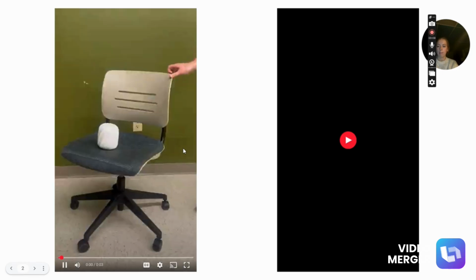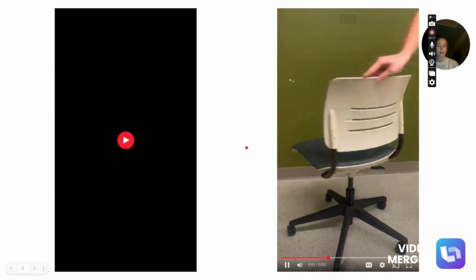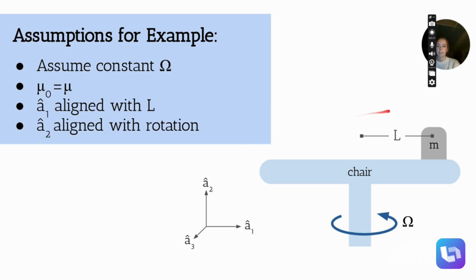So the example for this video I'll be using is a mass on a spinning chair and showing how once the velocity of the chair is greater than the maximum angular velocity, it will overcome the static friction and the mass will fall. So some assumptions for this example, we're assuming that there is a constant omega, so the chair is rotating at a constant angular velocity, that the mu naught of static friction is mu, and that the following coordinate system is used.